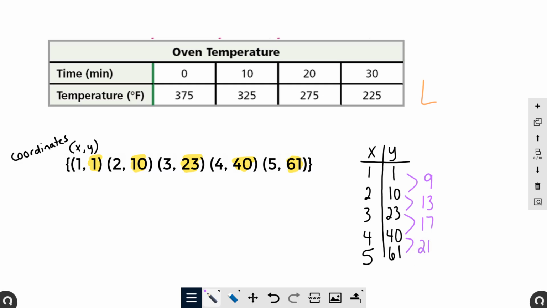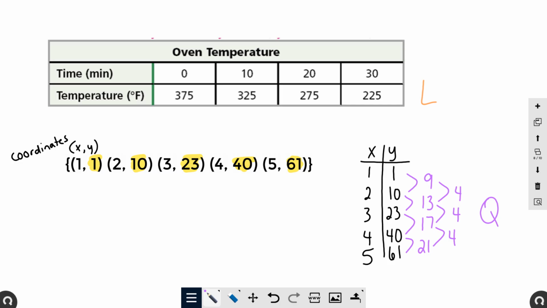If these numbers were all the same, it'd be linear. Now we check it again, the second difference. How many numbers are between? Between. And between. So it must be quadratic.